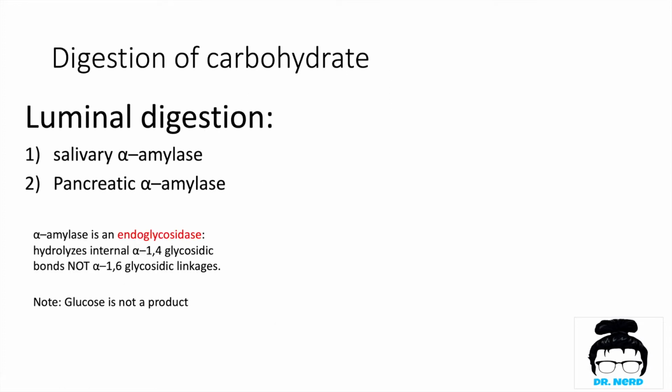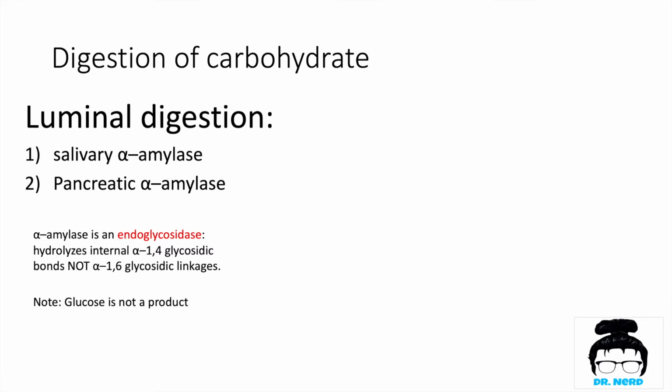Now, digestion of carbohydrate usually starts with luminal digestion. You have two types: the salivary alpha amylase and the pancreatic alpha amylase. The salivary alpha amylase, as you know, comes out of the salivary glands in our mouth, and the pancreatic alpha amylase is released or secreted by the pancreas. Now, alpha amylase is an endoglycosidase, which means it's going to hydrolyze the internal alpha-1,4 glycosidic bonds and not the alpha-1,6.